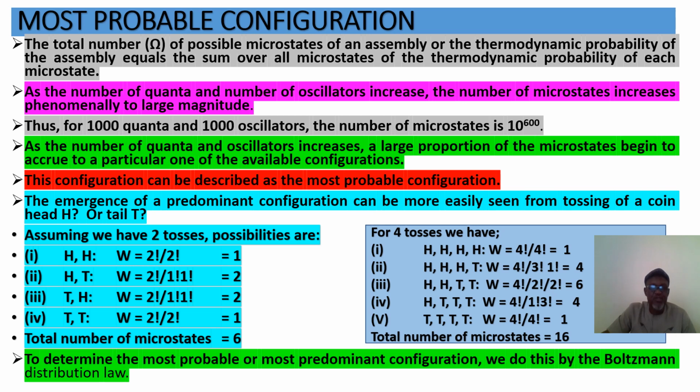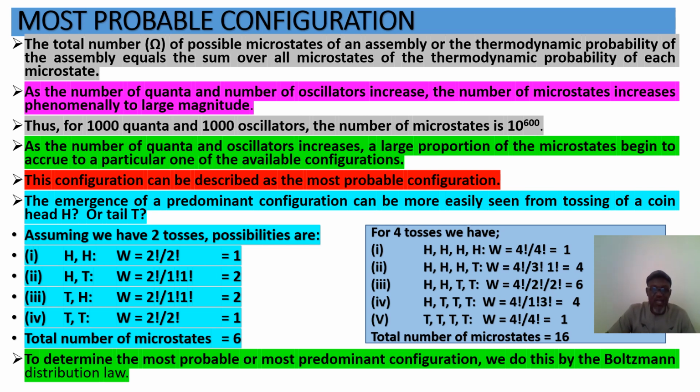Look at it. The total number of possible microstates of an assembly, or thermodynamic probability of the assembly, is the sum over microstates of the thermodynamic probability of each. As the number of quanta and number of oscillators increase, it becomes phenomenally large. Thus, for 1,000 quanta and 1,000 oscillators, you can imagine if we tell you to do this assignment now, it becomes a problem. The number of microstates is 10 to the power 600. I'm not sure whether your calculator can even carry this.